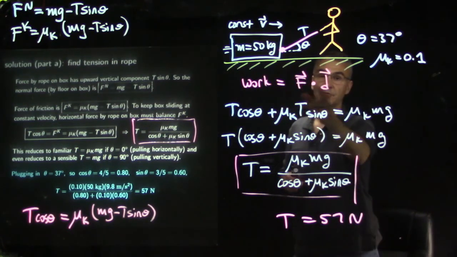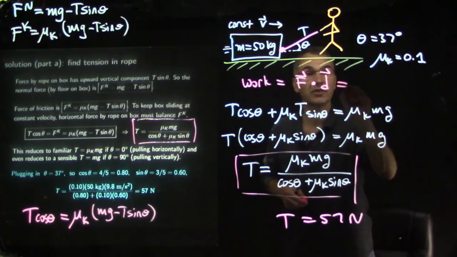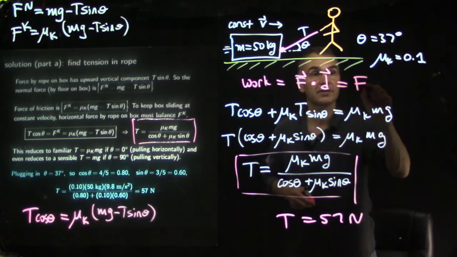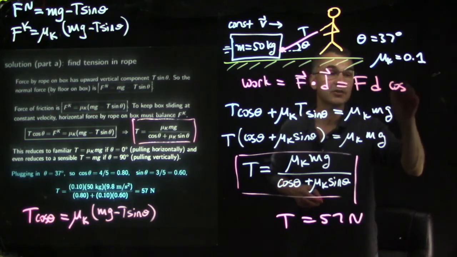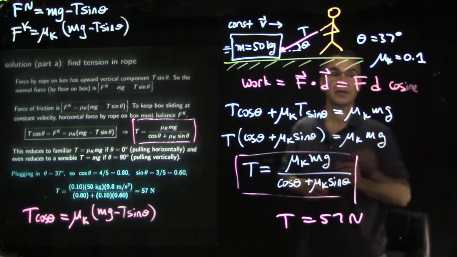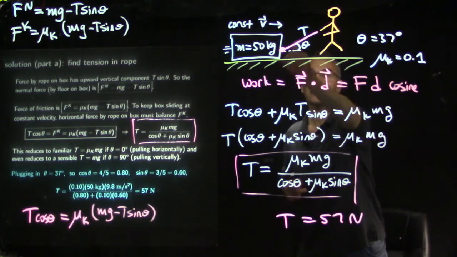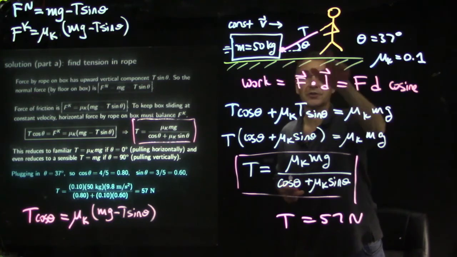So if they're in the same direction, then you just multiply them. But if they're not in the same direction, then you have to say that's the force times the displacement times the cosine of the angle between the force and the displacement. And in this case, the force is in this direction. It's a little bit upward, and the displacement is horizontal.